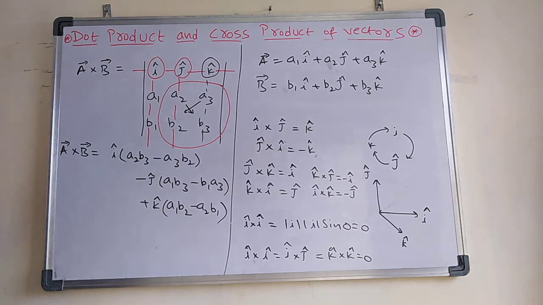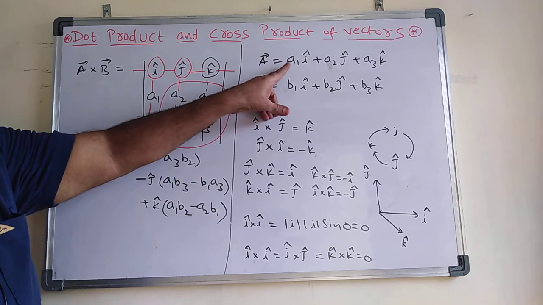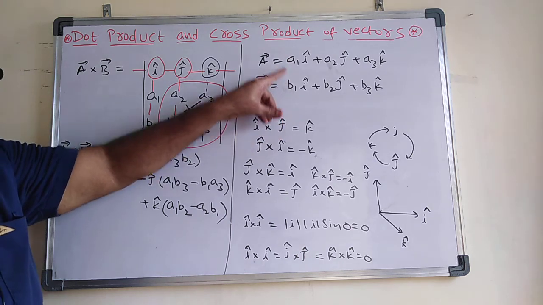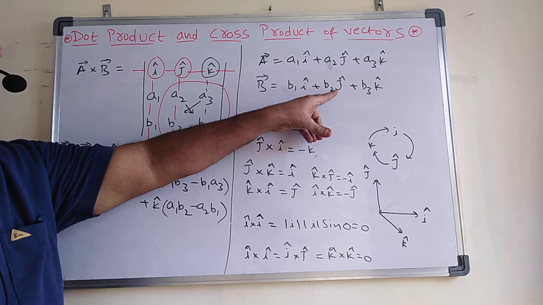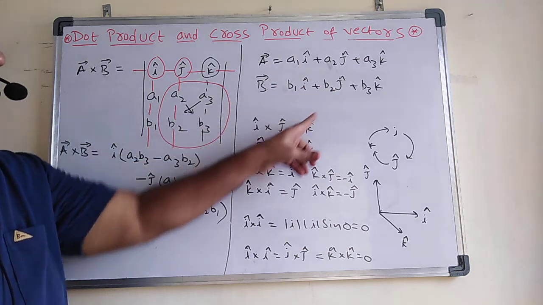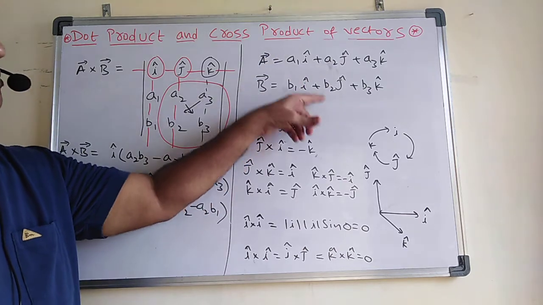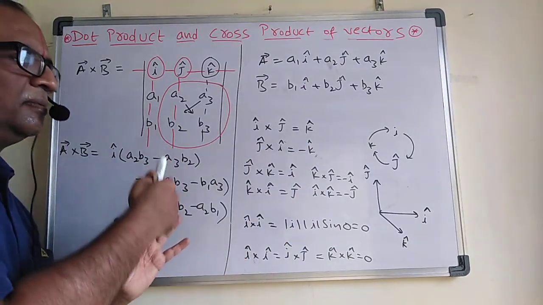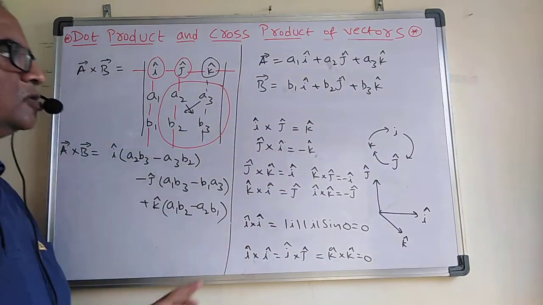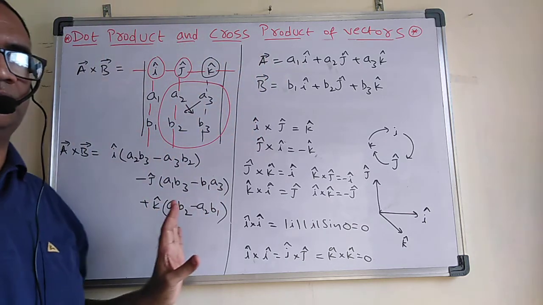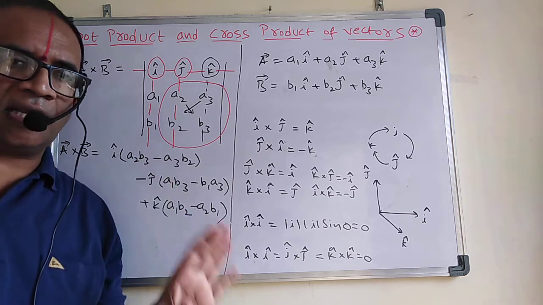You can also do it directly. Like here, a1 i cap cross b1 i cap is 0. Then a1 i cap cross b2 j cap, i cross j is k, so a1b2 k cap. Like that you would have to write a big equation. Instead of that, if you follow this determinant, that will be easy. Are you following what I am saying here?